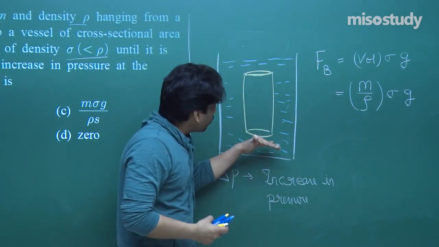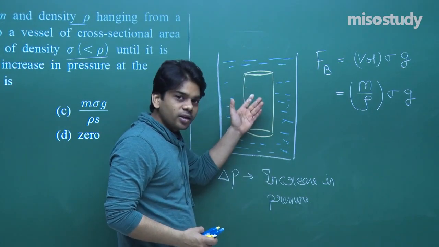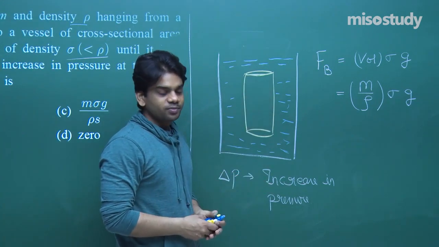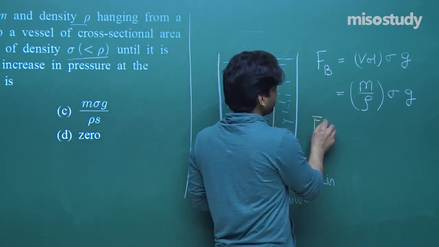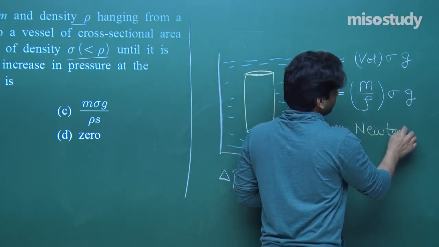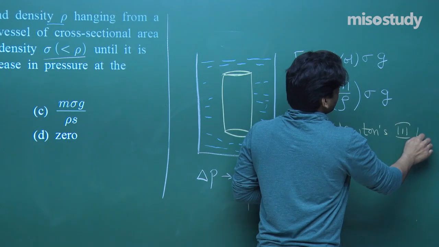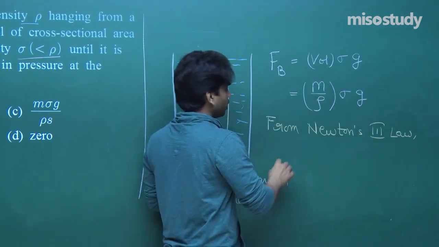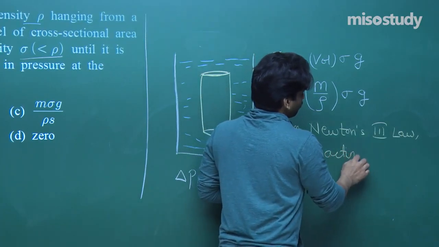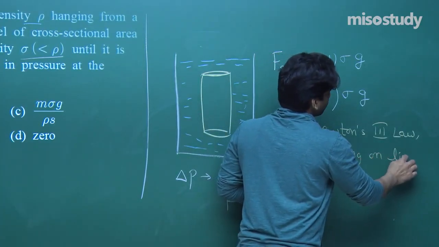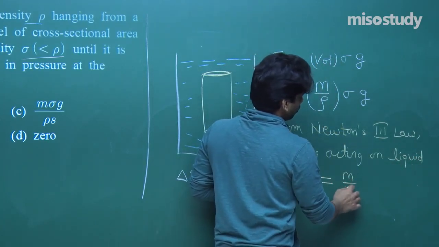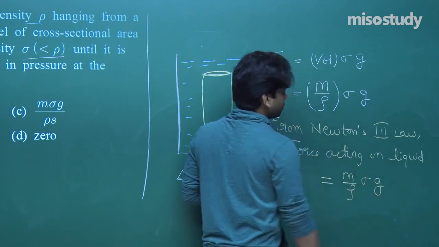Now if this much force is exerted on the object by the liquid, from Newton's third law, the same amount of force will be exerted on the liquid by the object. So from Newton's third law, the same amount of force will be acting on the liquid. Force acting on liquid will be of same magnitude, equal to m by rho sigma G.